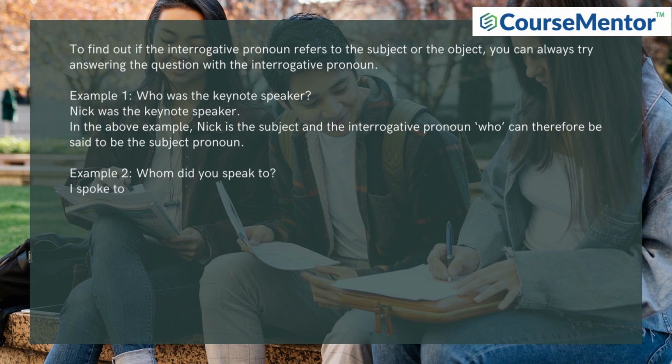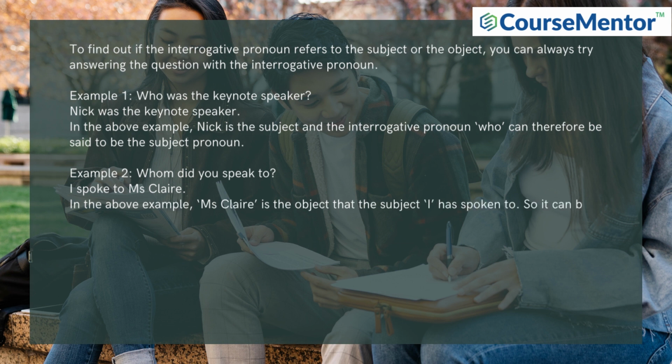Example 2. Whom did you speak to? I spoke to Ms. Claire. In the above example, Ms. Claire is the object that the subject, I, has spoken to. So it can be said that the interrogative pronoun whom is an object pronoun.